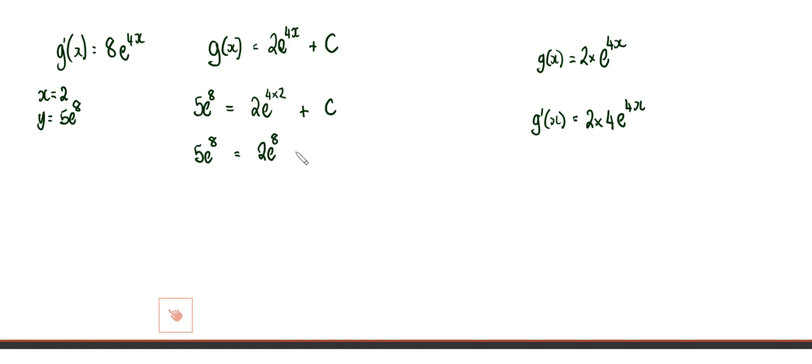when that kind of thing happens, plus c. So what must c be? 3e to the power of 8. 3e to the power of 8 must be c. So we end up with g of x equaling 2e to the power of 4x plus 3e to the power of 8.